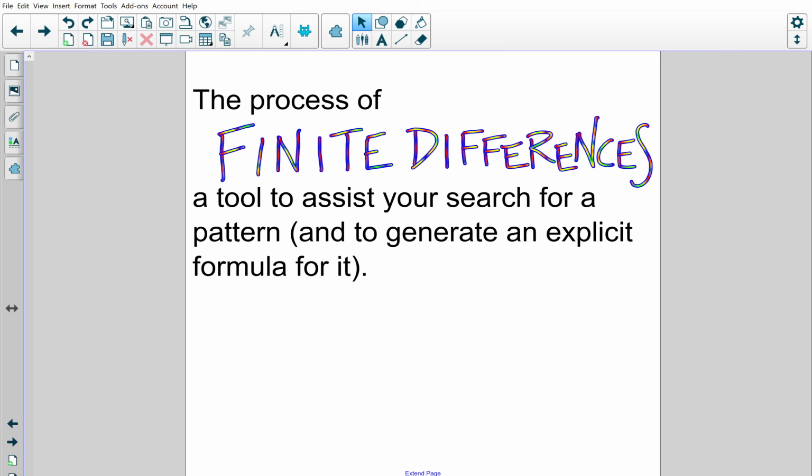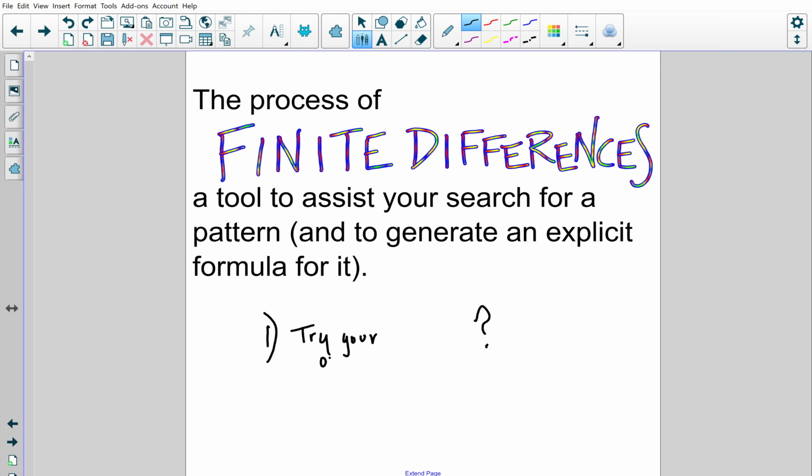Okay, so this video is going to explain how the method of finite differences works and really why it works, and how we can use this delightful little tool only in the events when we just can't see or find a pattern. But I want to tell you right now, first, always when you are looking for a pattern, you try your own ideas first. Okay? And if you can't see a pattern, then you can try finite differences and other tools.